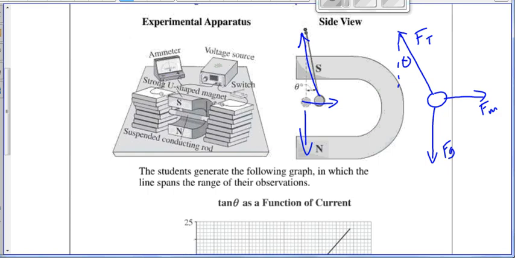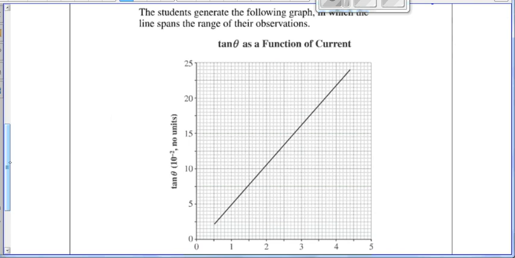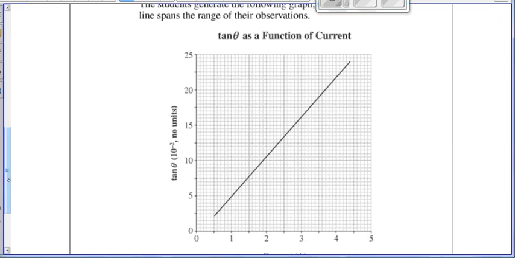What are we asked to solve for here? If we flip the page, we're asked to solve for the magnetic field. Here's your graph. What's the magnetic field? Wow. Tan theta as a function of current. What's the magnetic field? I've got to be honest with you, if I was in grade 12 right now and I saw this question on an exam, I would be like, what? I would not get that question.